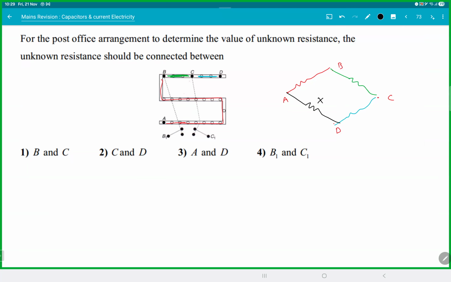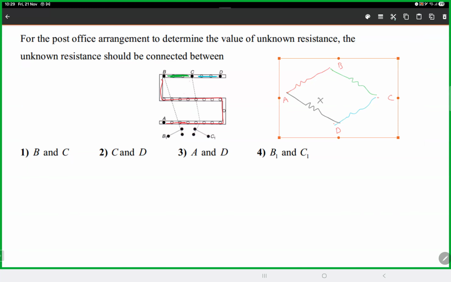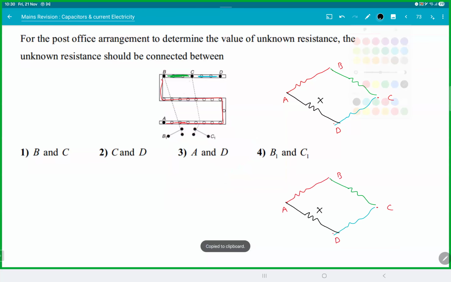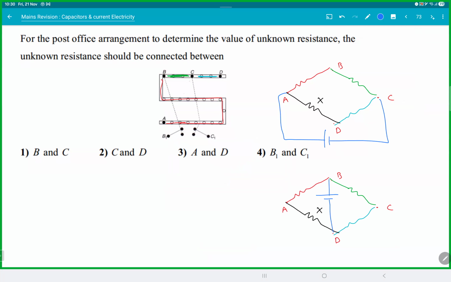They can ask this question also. Where will you keep the battery? Now here there are 2 answers, okay? Here the battery, you can keep the battery between A and C, or you can keep the battery between B and D. Battery and galvanometer are interchangeable. Remember the statement? So here you keep the galvanometer, or here you can keep the galvanometer. Both are acceptable. So in a Wheatstone bridge, if you interchange the battery and the galvanometer, it still works.